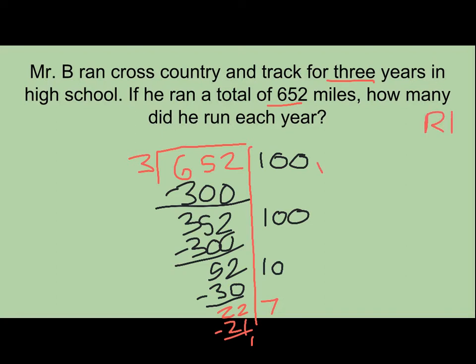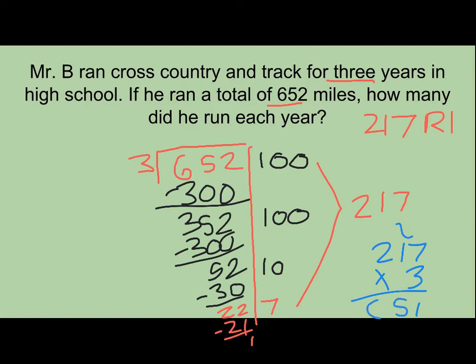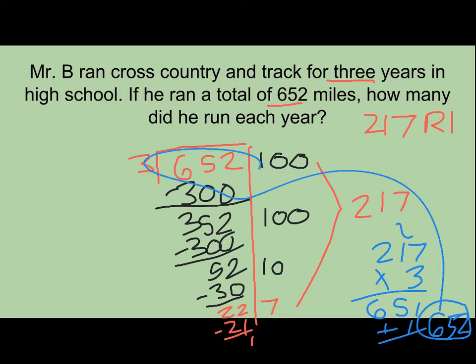Now what I need to do is add up all of this. So 100 plus 100 is 200, plus 10 is 210, plus 7 is 217. Now I still check this the same way I checked my long division with the traditional method. I do 217 times 3. That's going to give me, carry my 2, 651 plus my remainder of 1. It's going to give me 652, and it matches. So again, just another method for you here, where you're pulling out groups of 3, starting at hundreds, then tens, and then ones.